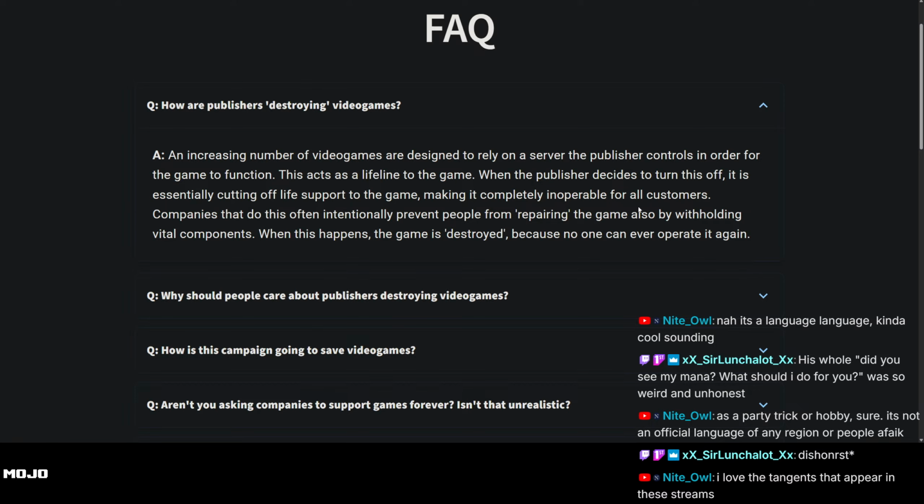And even one country implementing. So if it's destroying a game you paid for, okay, yeah, makes sense. Okay, this is going to answer my question that I just made. Aren't you asking companies to support games forever? Isn't that unrealistic?